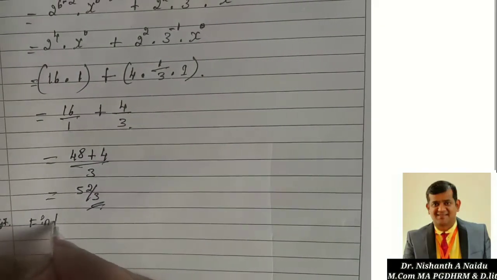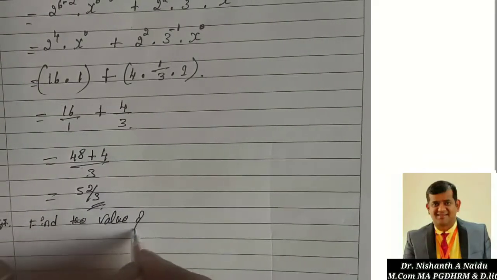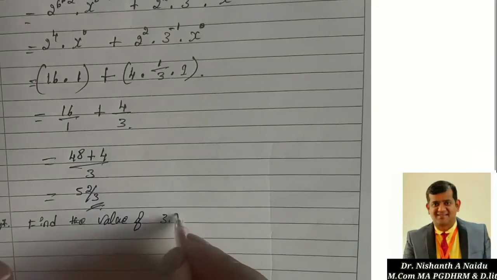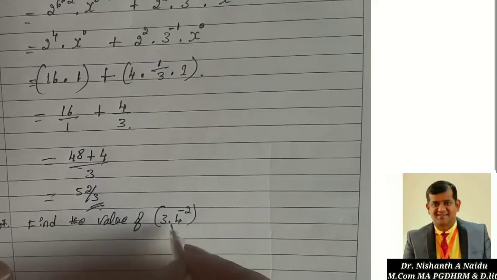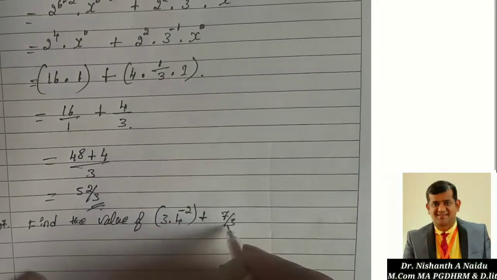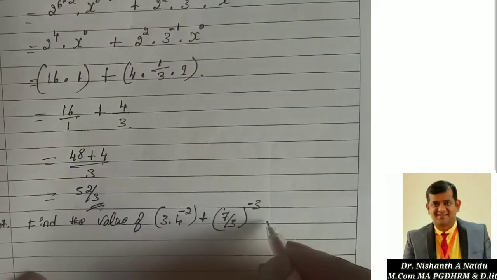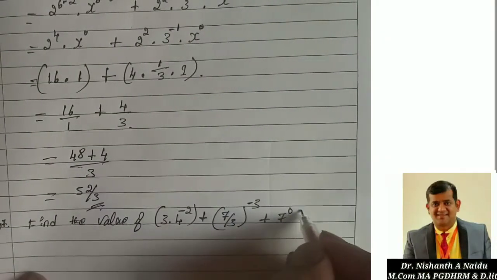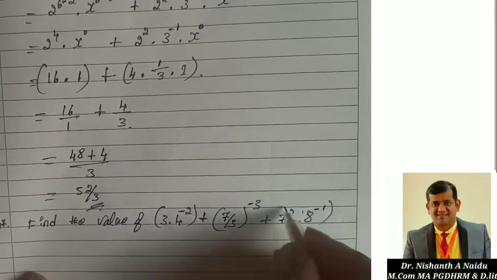That is, find the value of 3 to the power 3 into 4 to the power minus 2 plus (7 divided by 3) whole power minus 3 plus 7 to the power 0 into 8 to the power minus 1.